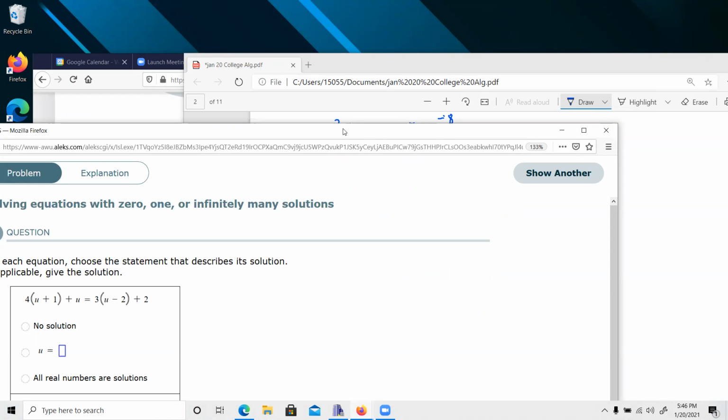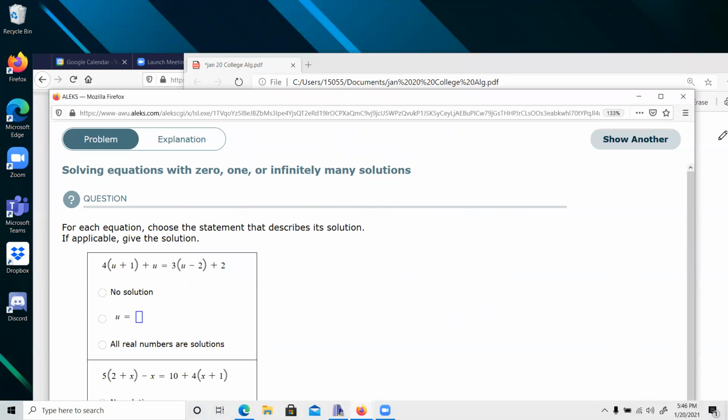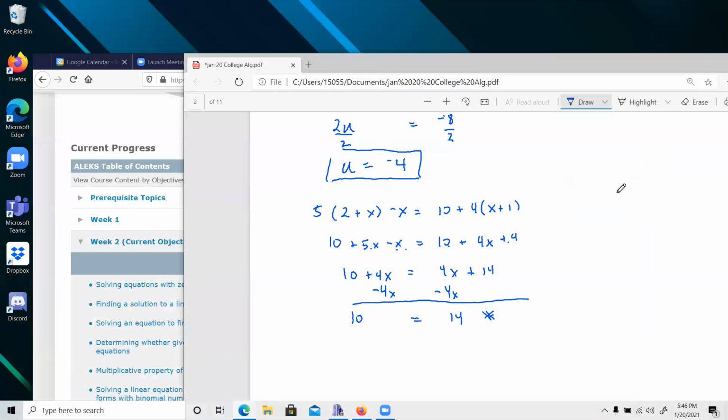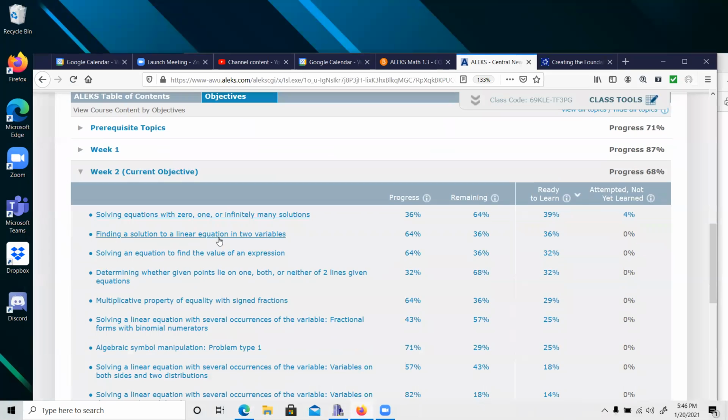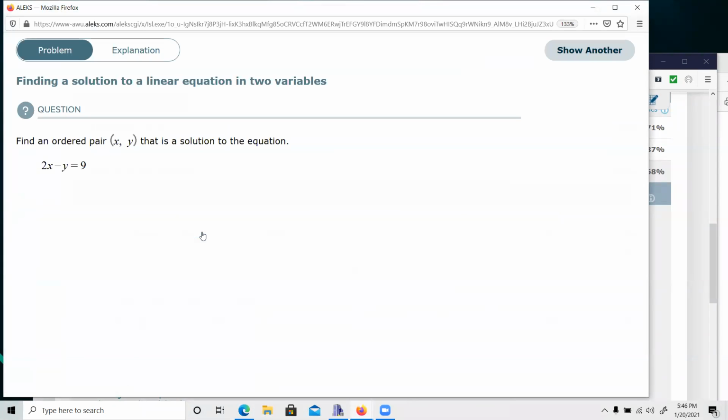Let's see. Can I go backwards? I don't know if I can. Nope, I don't think I can. All right, so let's see what we have here. We have finding a solution to, okay, so we have a solution to an equation with two variables. So let's see what that's going to look like.